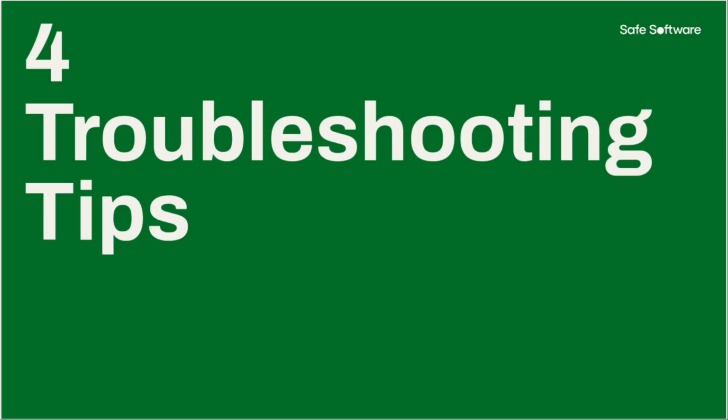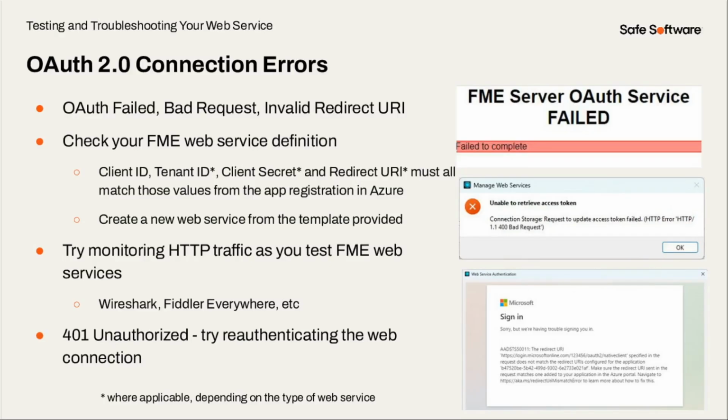Now on to some troubleshooting tips. And we're going to start with the most common errors you may encounter with these web services and connections. These would be your OAuth 2.0 grant flow errors. So you're going to see these present themselves in a variety of ways: OAuth failed, bad request, invalid redirect URI, invalid audience. And the very first step in troubleshooting these errors is to check your FME web service definition.